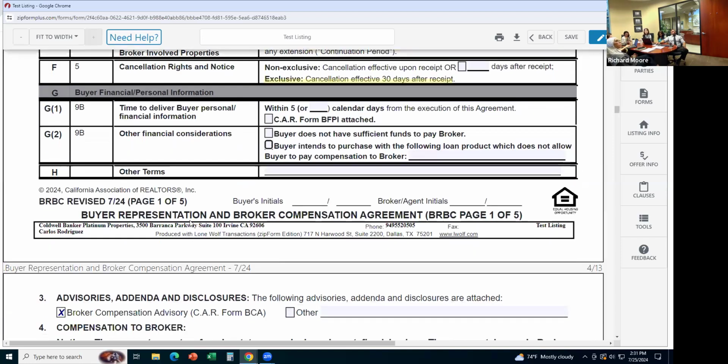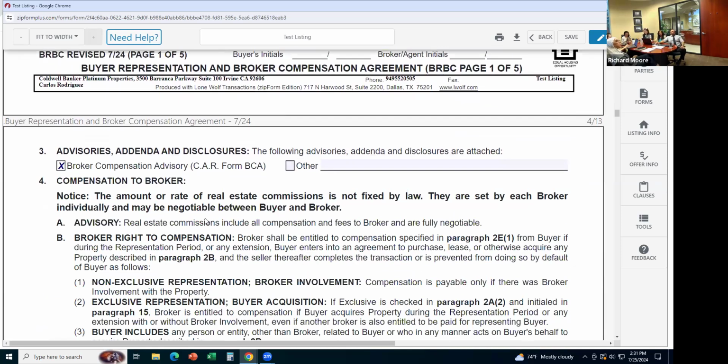Other terms, I don't know what other terms would be, maybe I'm going to give them my vote, as a bonus, if they help me buy by this date, I don't know.